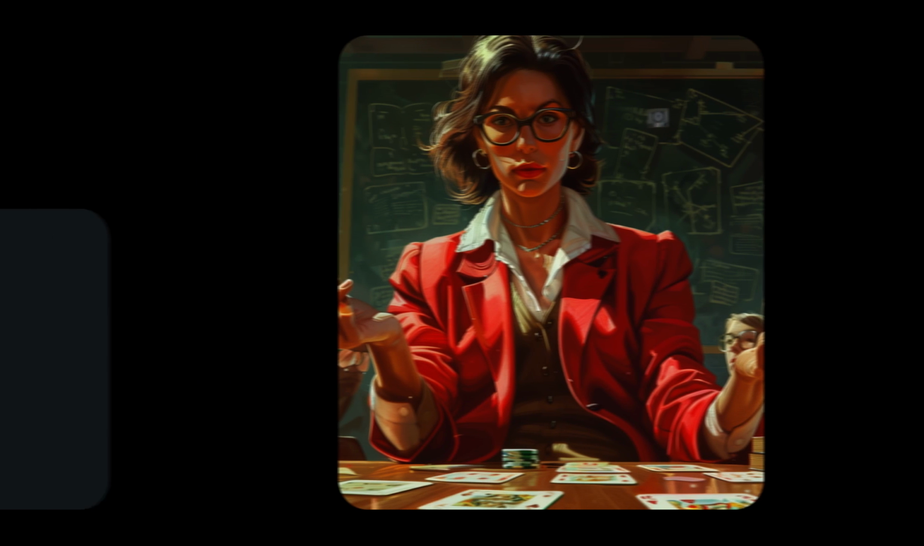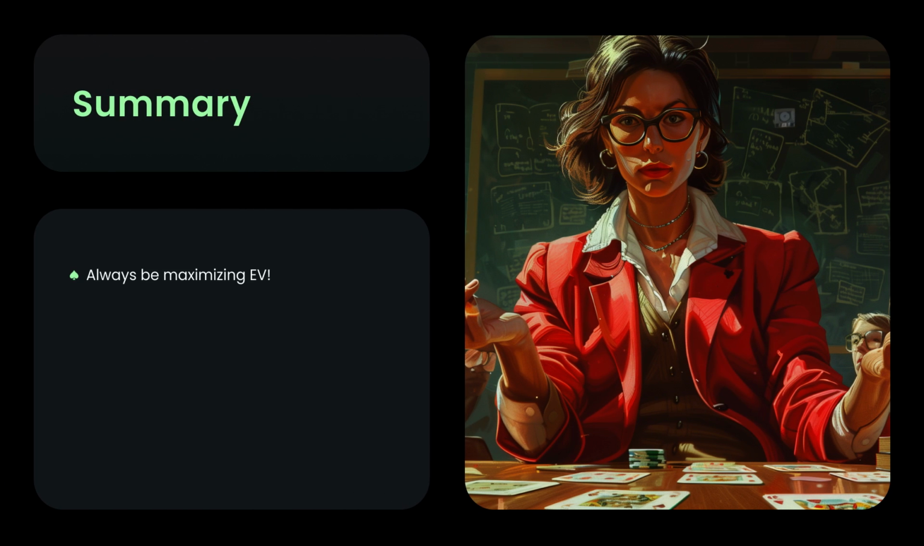Let's summarize what we've learned today. The first rule is to always be maximizing EV. The goal of every move you make in poker is to maximize your expected value. EV is defined as the weighted average of all possible outcomes, so just sum up the payoffs of every outcome times the probability of every outcome.